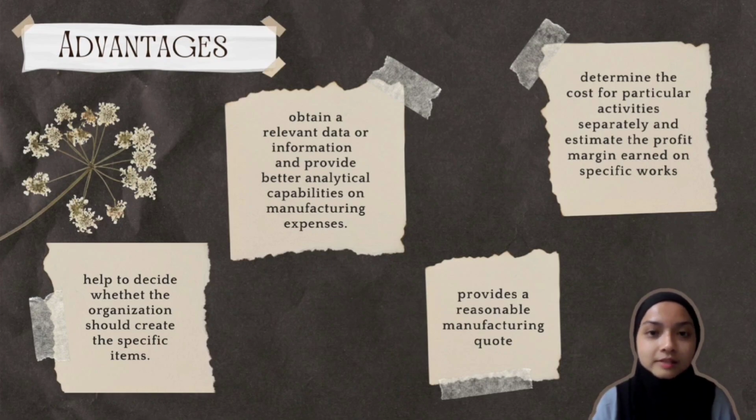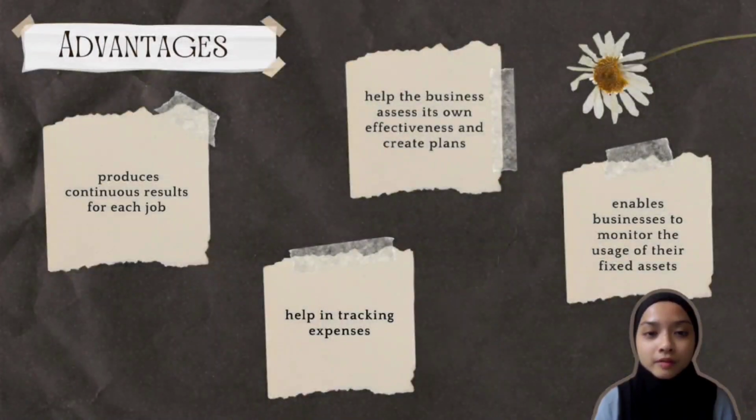This system also provides a reasonable manufacturing quote that helps those who want comprehensive statistics on a specific production operation. Moreover, the job order costing method also produces continuous results for each job. The managers can utilize a job order costing system to track expenses as they are added rather than waiting until the job is finished. This helps the accounting team keep an eye on job accounts and fix it immediately if costs are being sent to the wrong account.